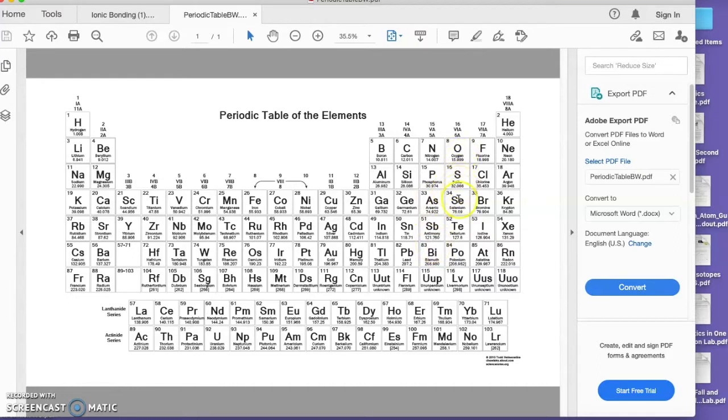Oxygen, sulfur, selenium, always negative 2. And all the halogens are negative 1. And of course, the noble gases have no charge. All right, so that's the review of what we talked about before.